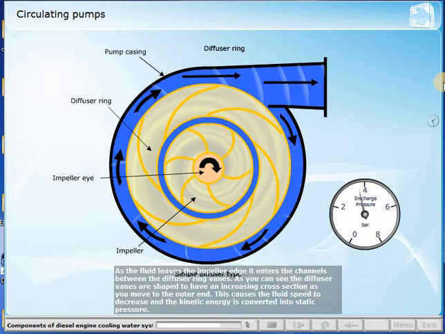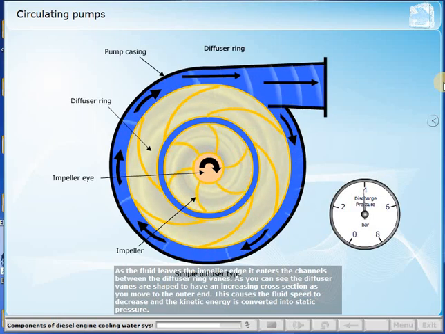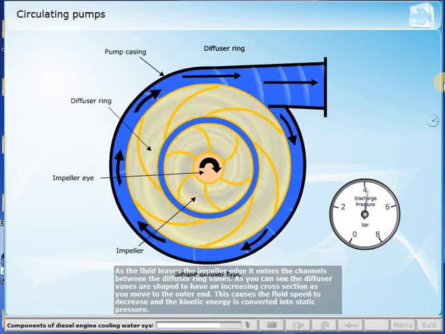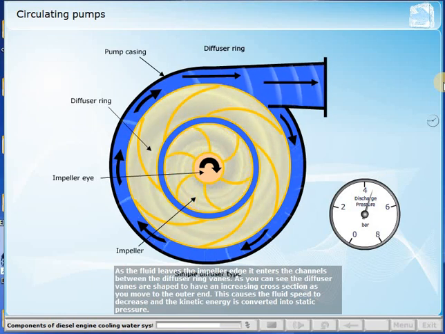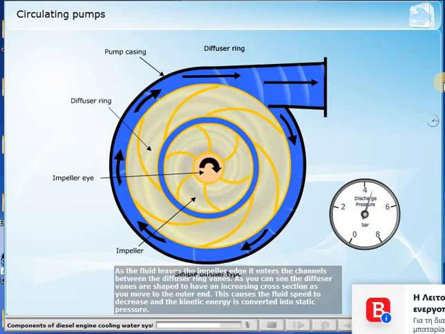As the fluid leaves the impeller edge, it enters the channels between the diffuser ring vanes. As you can see, the diffuser vanes are shaped to have an increasing cross-section as you move to the outer end. This causes the fluid speed to decrease, and the kinetic energy is converted into static pressure.